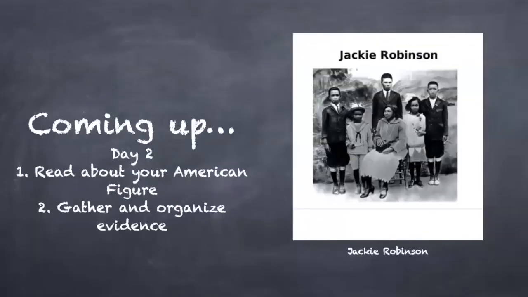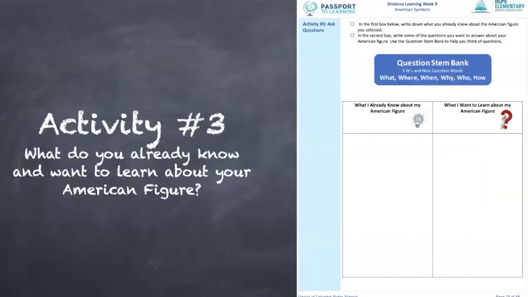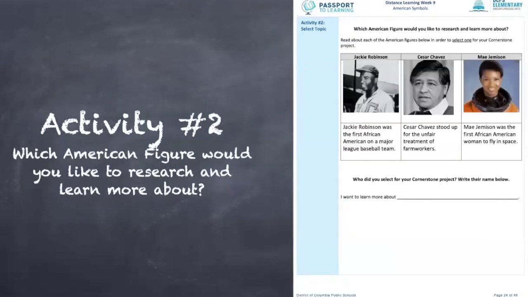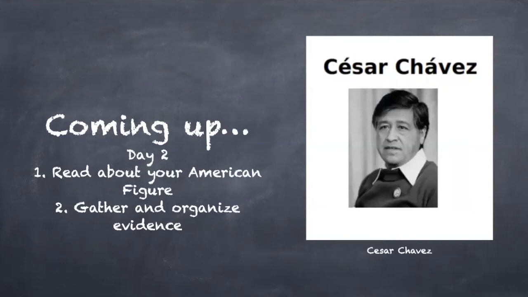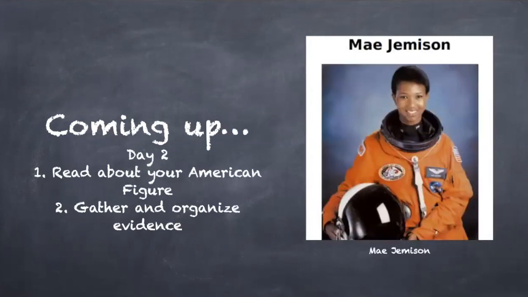Great job, first graders. So you have just finished working on your graphic organizer, saying what you already know about the American figure and what you want to learn about the American figure that you selected in activity number 2. Tomorrow, you will get a chance to read about one of the 3 American figures you selected, whether it was Jackie Robinson, Cesar Chavez, or Mae Jemison. And then you will get to gather and organize evidence after reading more about your American figure.